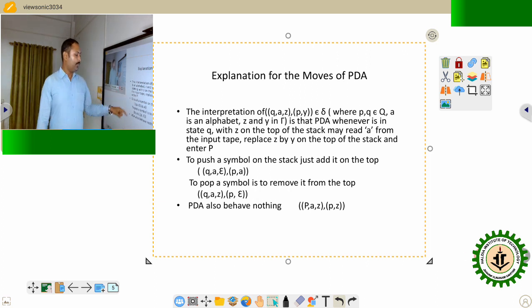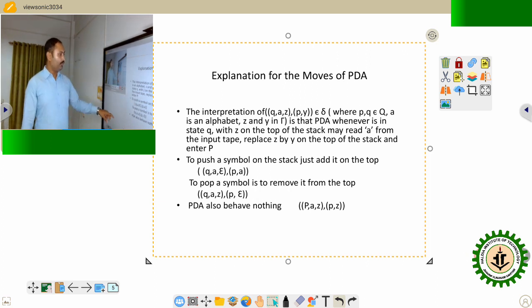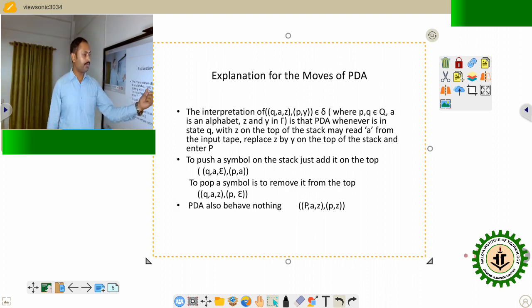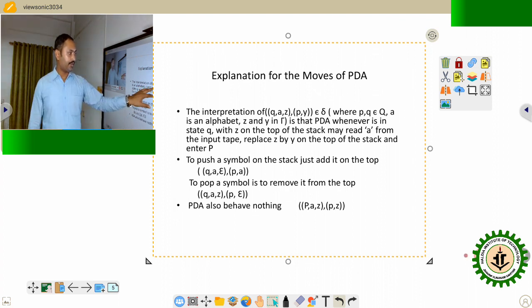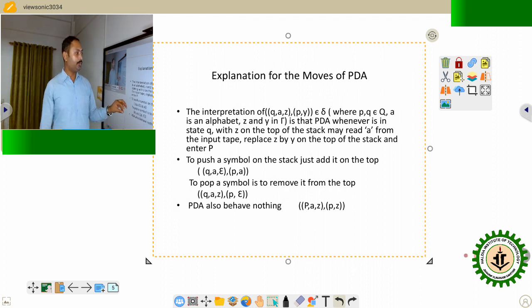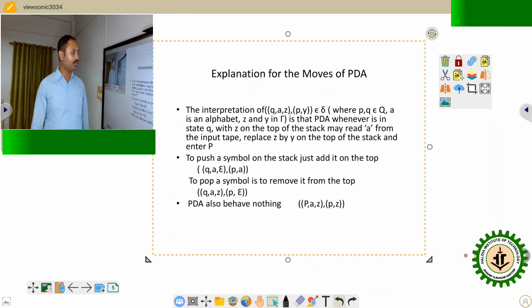So one by one I will explain each and every movement. So first movement says that, see, this is a transition function. Within first bracket, here it is Q. Q means the present state, A is the scanned symbol, and Z is the notation which is one type of symbol which always points out the top of the stack.